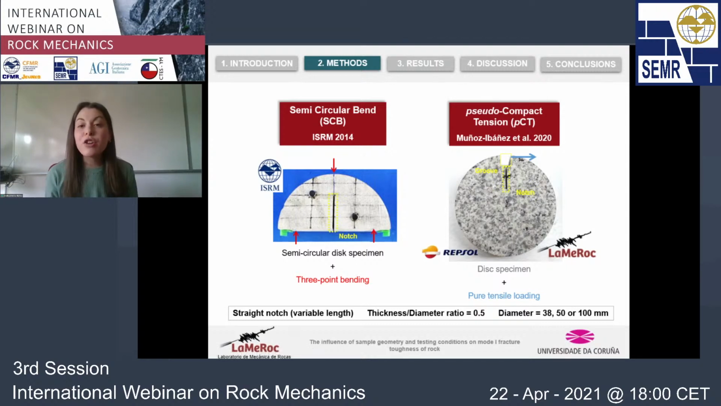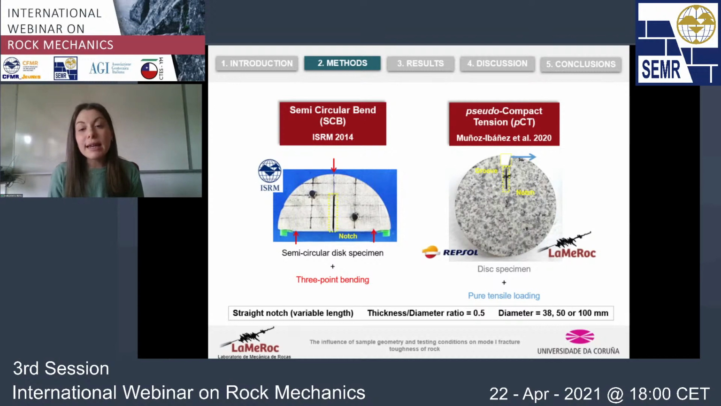But on the other hand, we have also used a different approach, which is called the pseudo-compact tension test. And in fact, this was the main topic of my thesis work, developing this new testing method. So we have developed this one here at the Laboratory for Rock Mechanics at the University of La Coruña. And we have done this together with the company Repsol, under a research project.